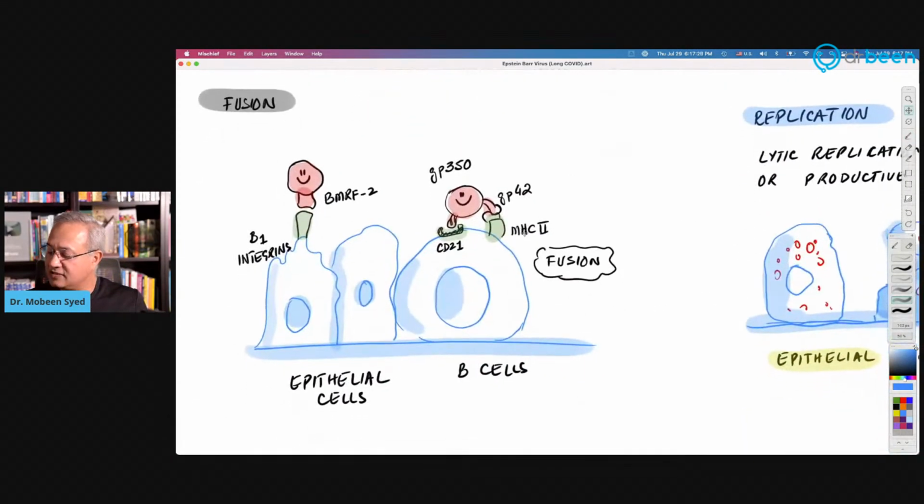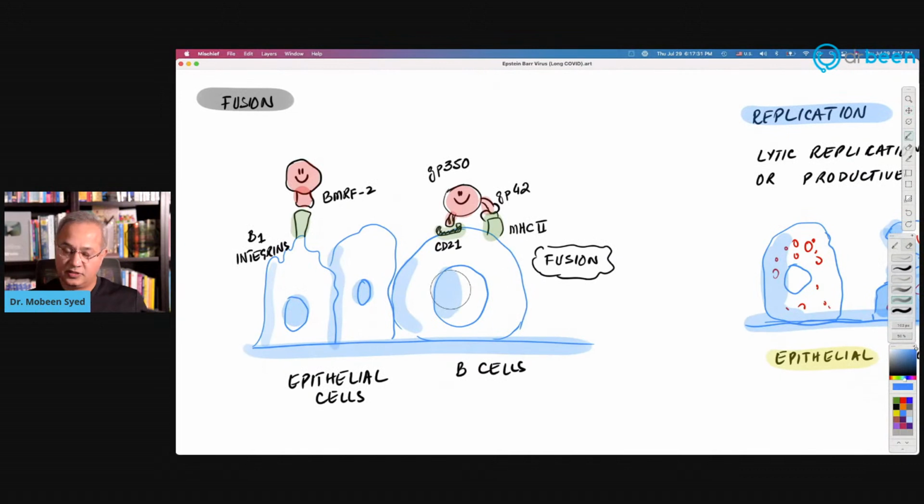Now, how does it infect and work? So this is a very clever virus, more clever than SARS-CoV-2. Let's look at some of the things. When we do serology tomorrow, we'll do an even deeper dive further. But let's see how it infects us.